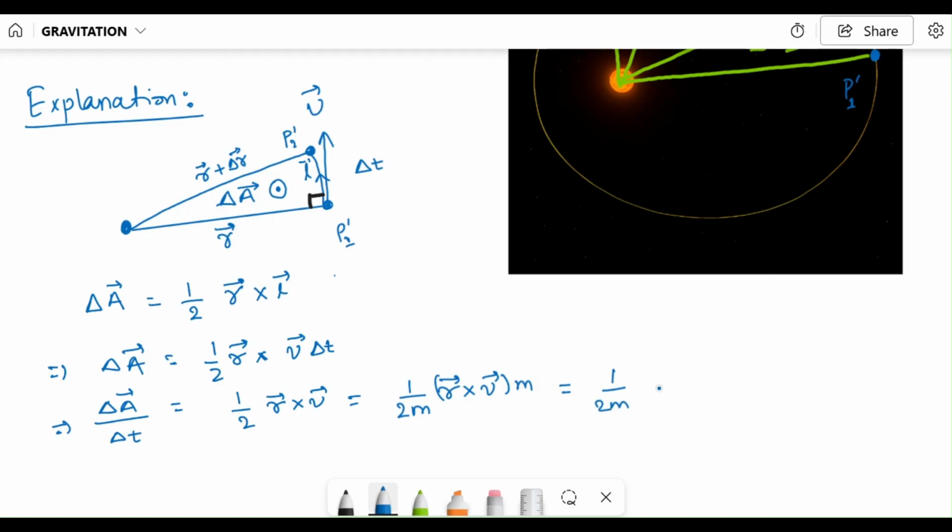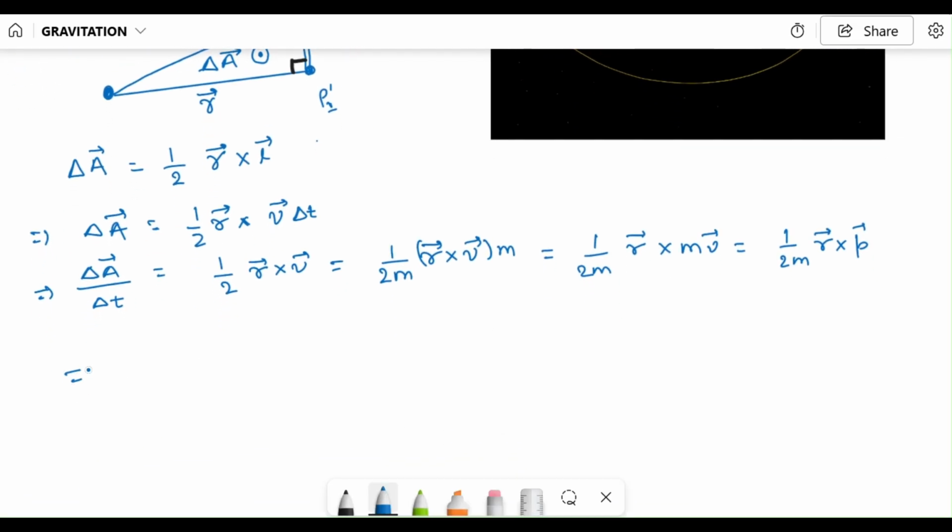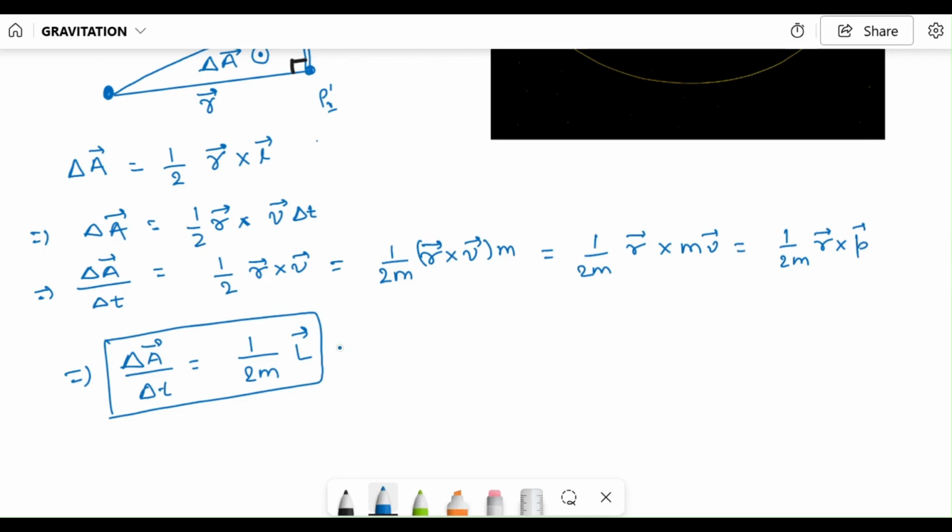Now we can write this as R cross MV, and then we can write 1 by 2 M, and this will be R cross P, the linear momentum of the planet here. And then we will have delta A divided by delta T equals 1 by 2M into the angular momentum vector here. Now R cross P is L. So you can write here angular momentum.